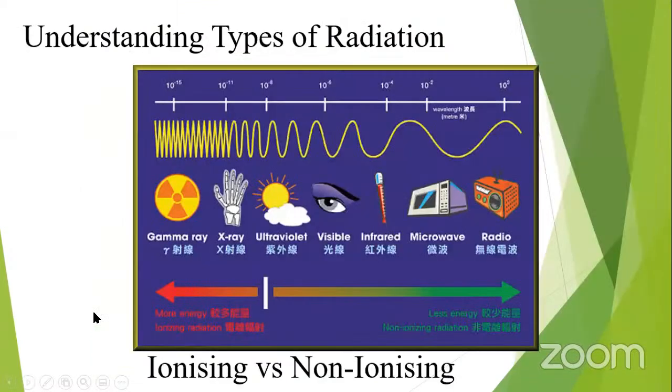Now, during the decay, some radiation will be released, most commonly gamma, alpha and beta. Now we're talking about types of radiation. We have ionizing radiation and non-ionizing radiation. Most nuclear decay involves ionizing radiation. Gamma is one of the ionizing radiations released by nuclear decay.